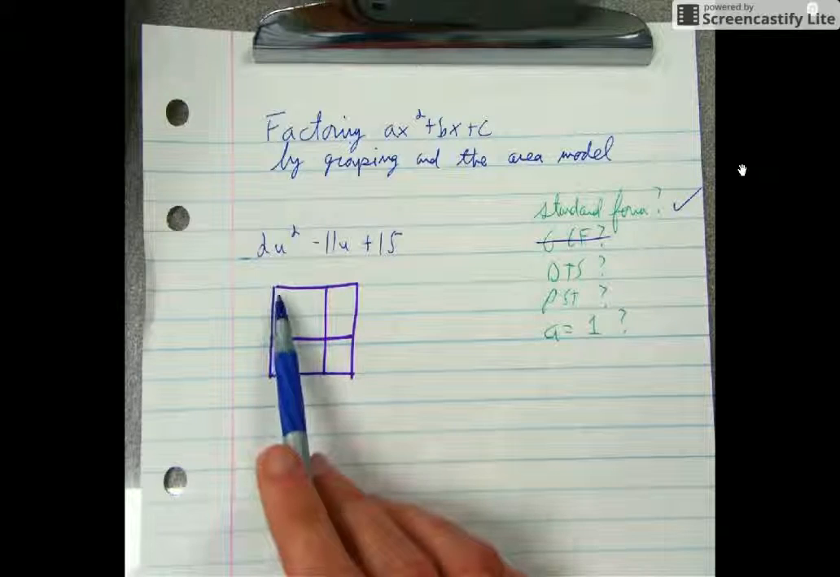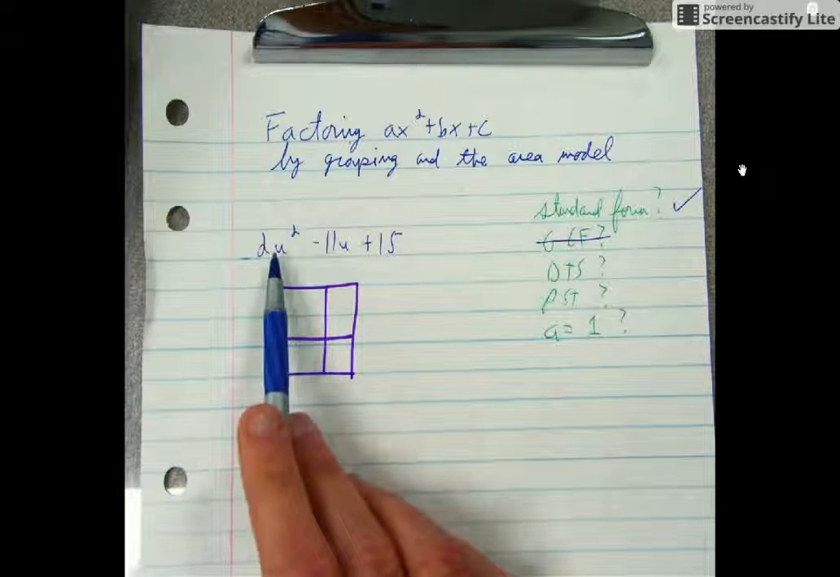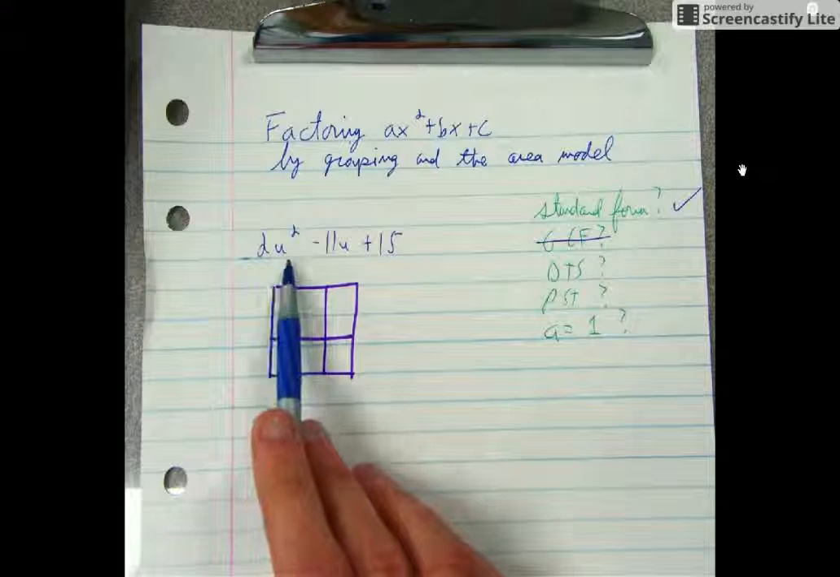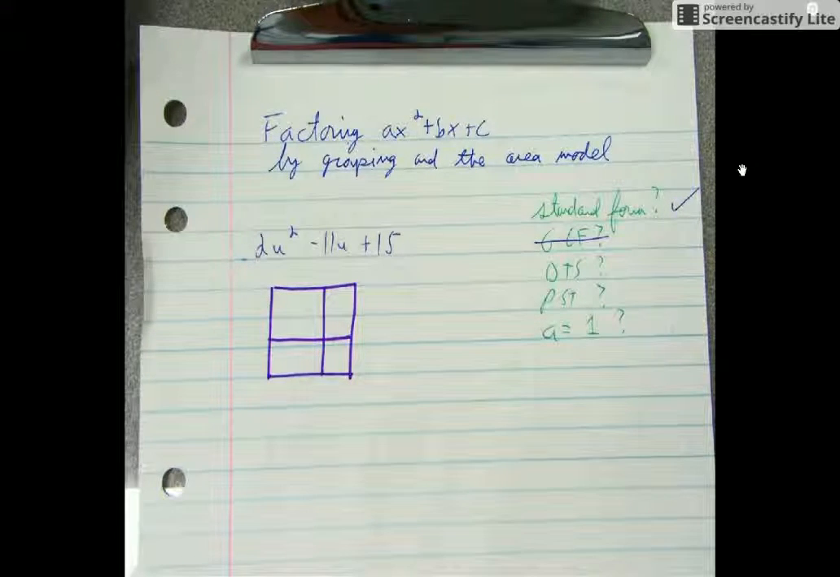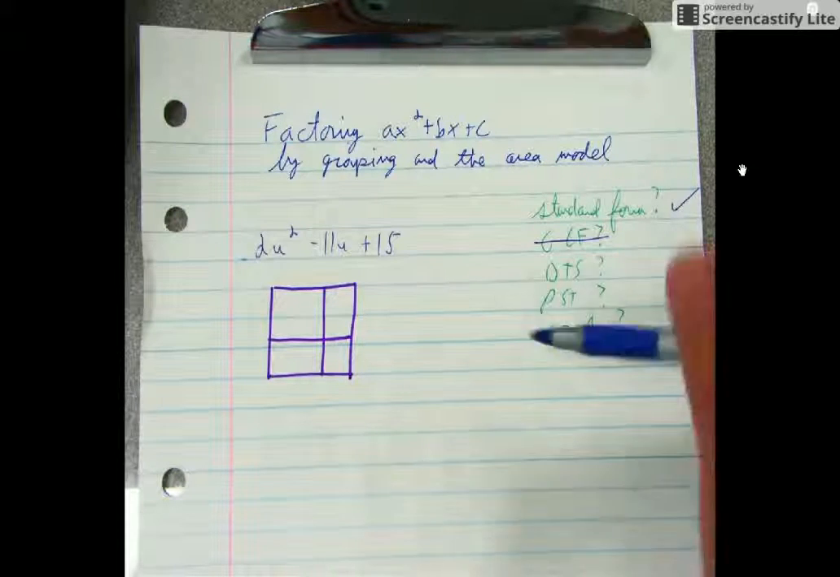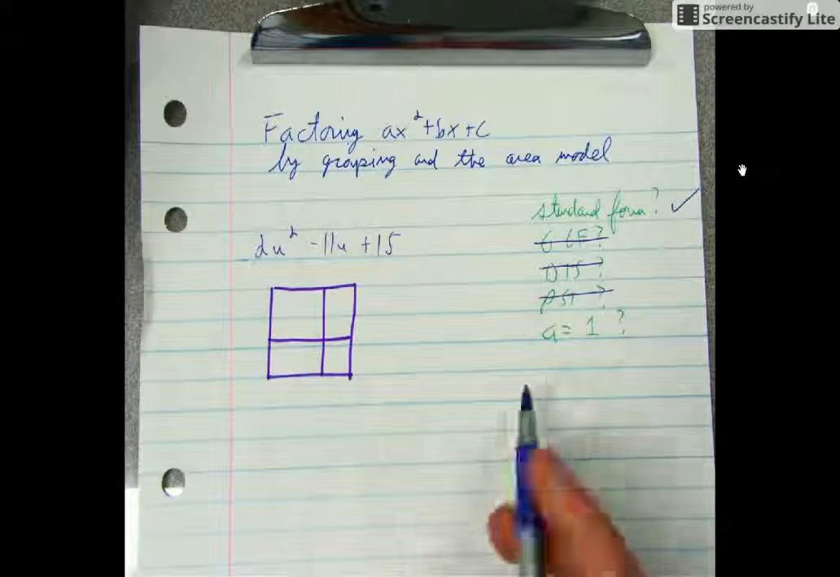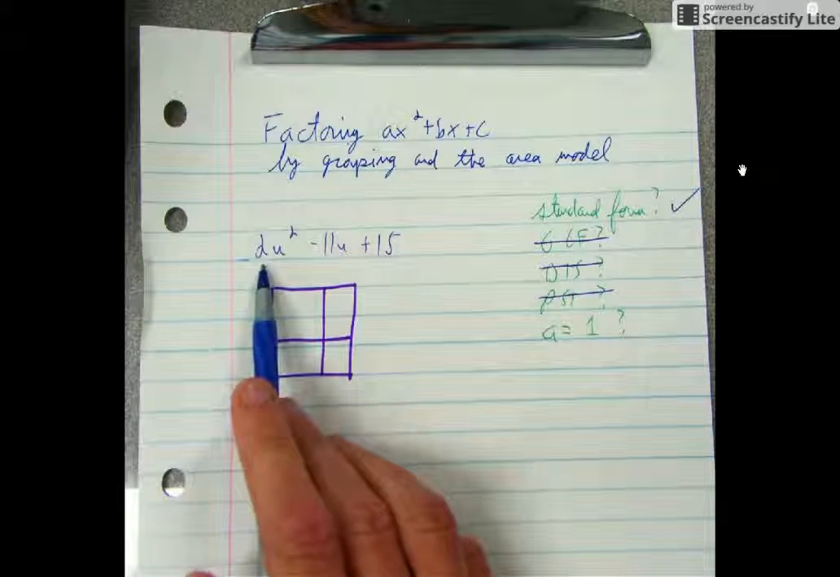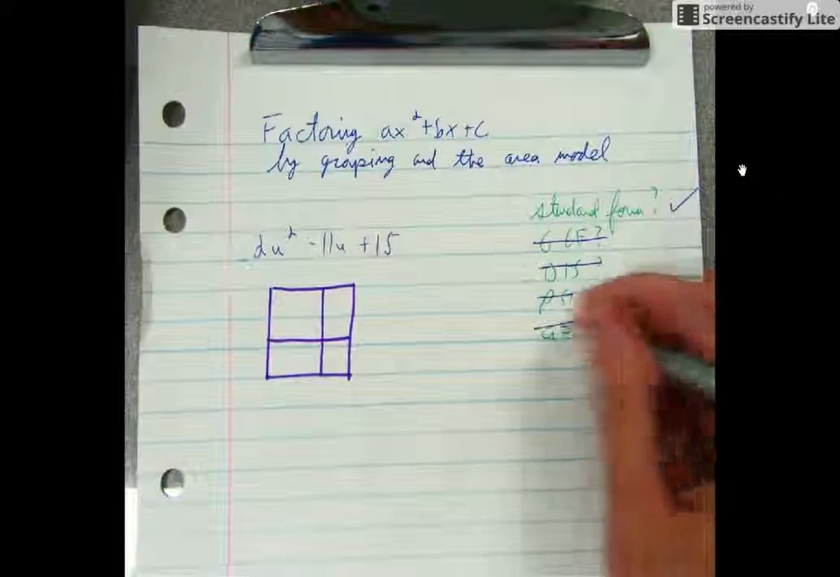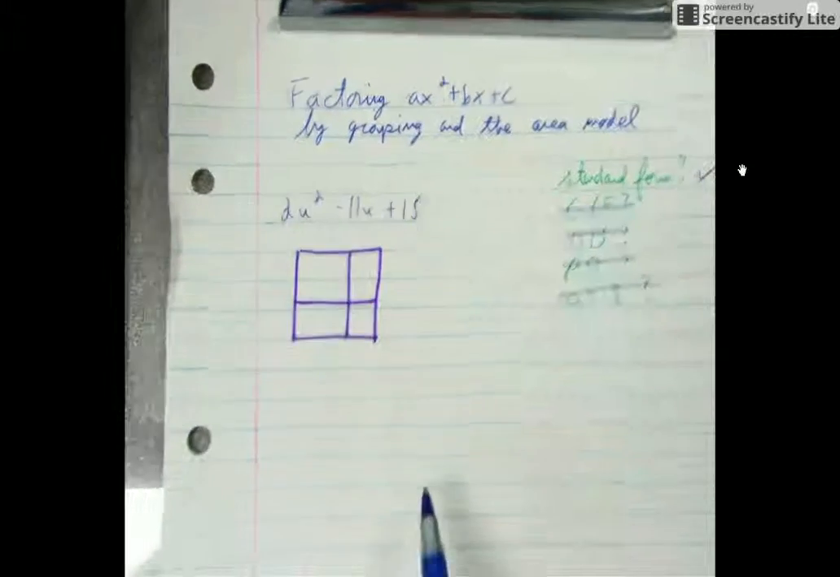Then, especially in this situation, I want to check and see if it follows the difference of two squares pattern or the perfect square trinomial pattern. Nope, doesn't follow either of those. And then if a was equal to 1, then that would certainly be easier to factor, but it's not. So we need to follow the grouping or area model version of approaching this problem.